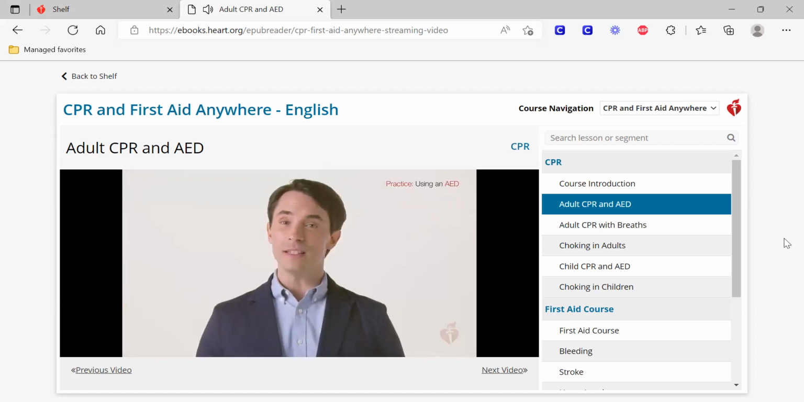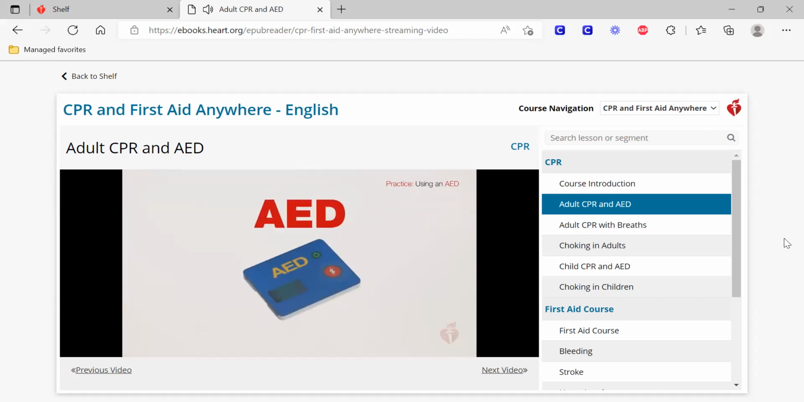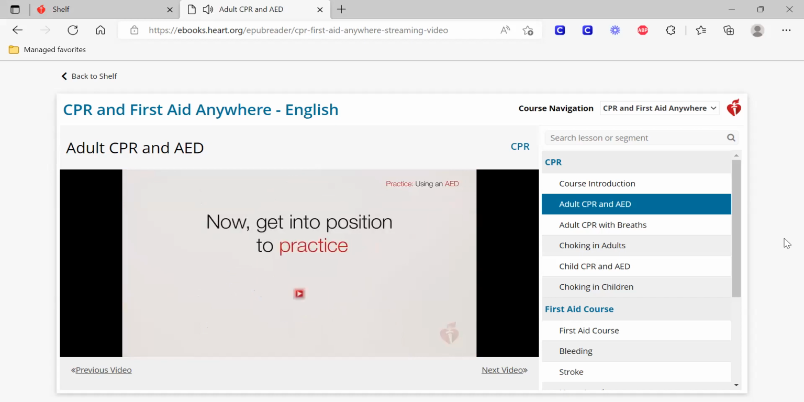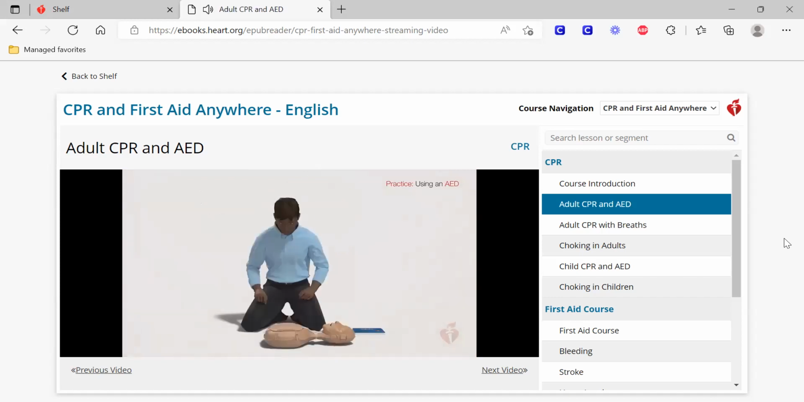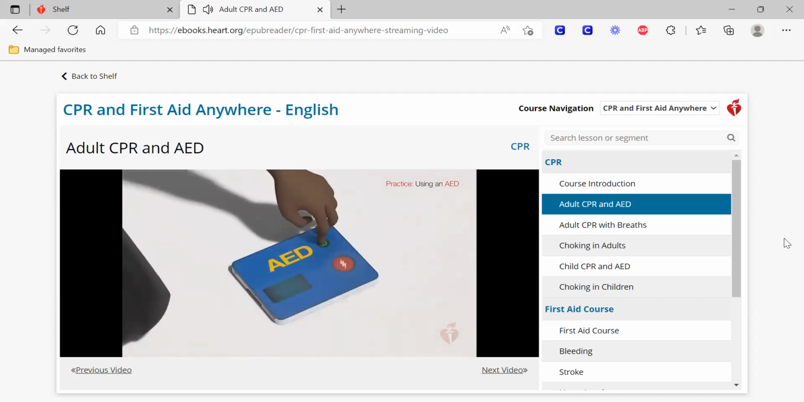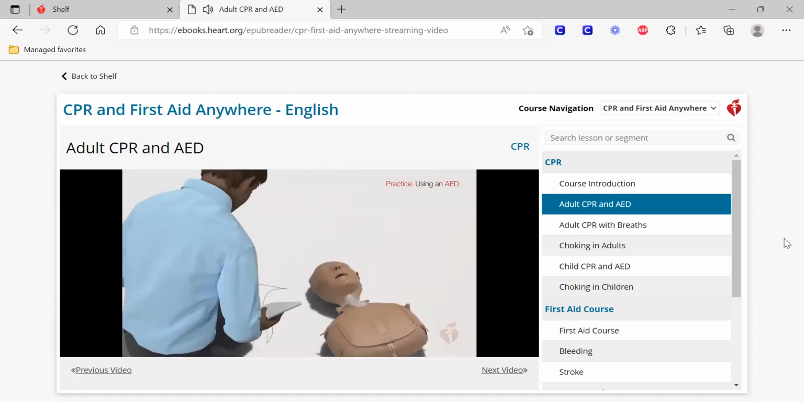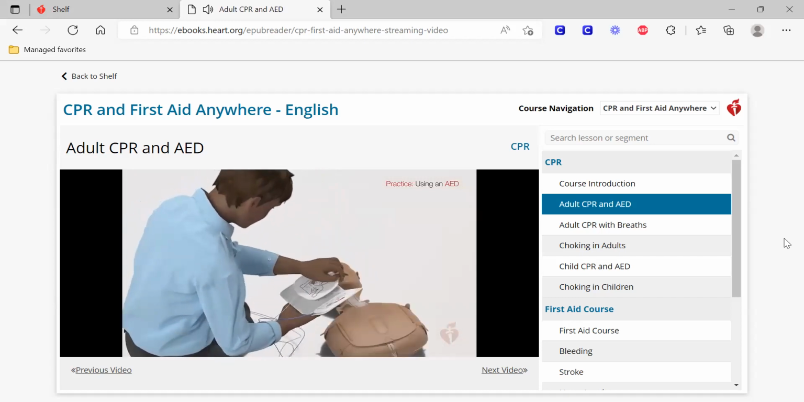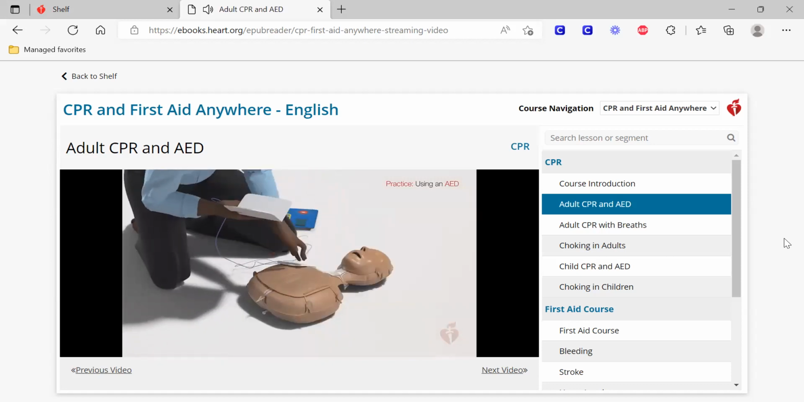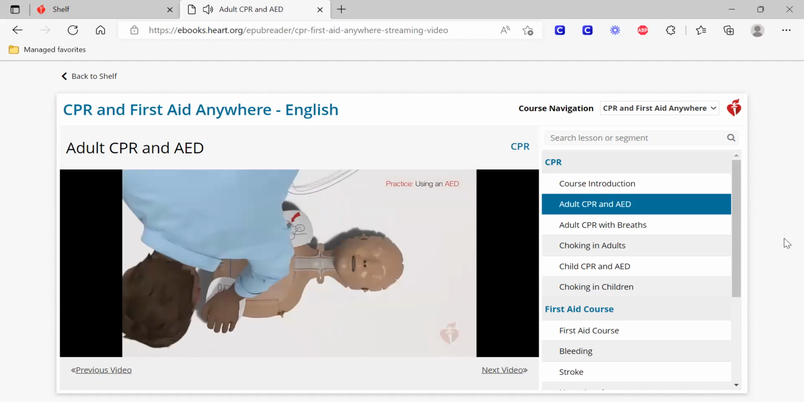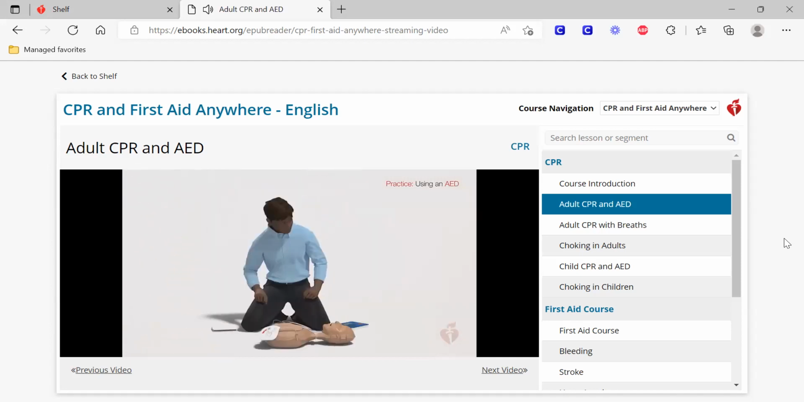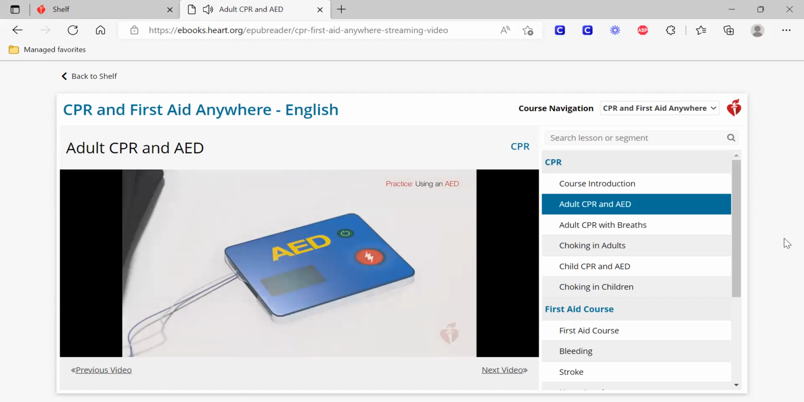Here's your chance to practice using the AED simulators. Push the on button. Apply pads to victim's bare chest. Follow the diagrams on the pads to apply them to your mannequin's chest. Plug in pads connector. Analyzing heart rhythm. Pause to let the AED analyze.